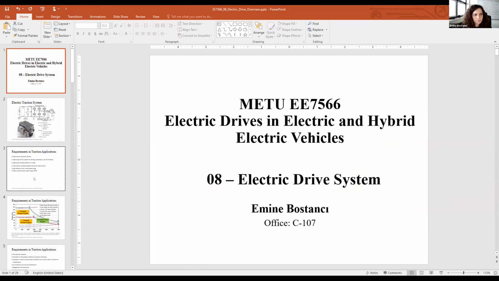Okay, so finally we came to the point that we are going to talk about the electric drive system. So we learned many components in an electric vehicle, and now it is time to talk about the electric drive system. I believe that many of you already have an understanding of the electric drive system, but it doesn't hurt to repeat the basics and the trends in an electric vehicle, because it is an application and each application is going to have its own needs.